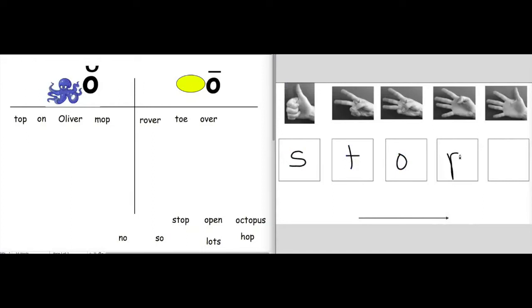Stop. Four sounds. St-op. I hope you're using your hands, boys and girls. St-ah. This O has a short O sound, like octopus. Stop's gonna go over here.